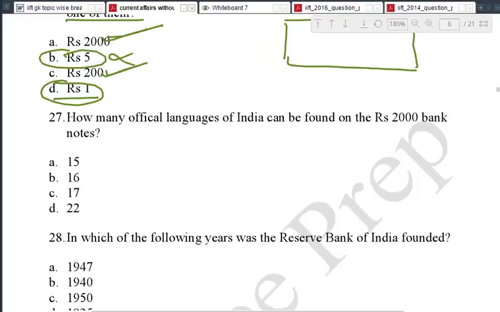How many official languages of India can be found on the rupees 2000 banknote? Yes, we have discussed it. 17. Good. You have nailed it.